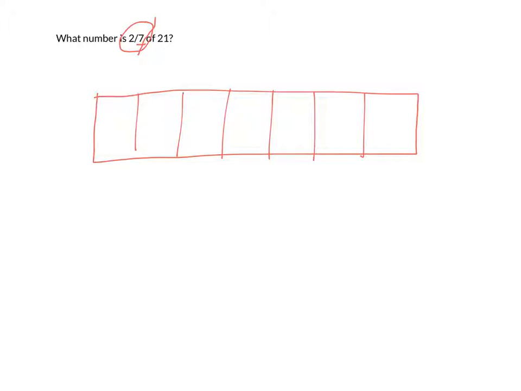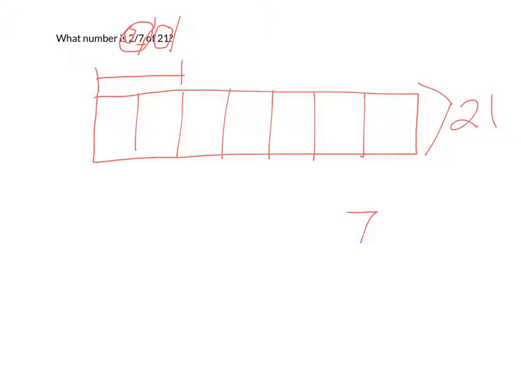And we are interested in 2 parts of that. So the numerator, we are interested in 2 parts of this whole. We continue and we see that our value for the whole is 21. So tape diagrams hate empty boxes.